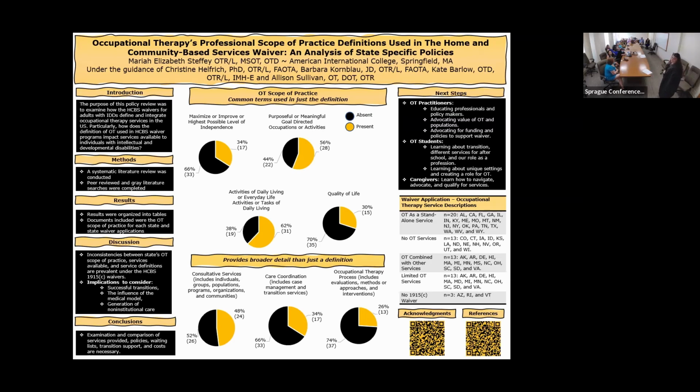Each state can have like 10 different waivers, and some states will have ones for brain injury, some states will have ones for mental health, which is awesome. And then some states will be like, no, we only got one, or we have two. And it'll be a big state that'll only have two.